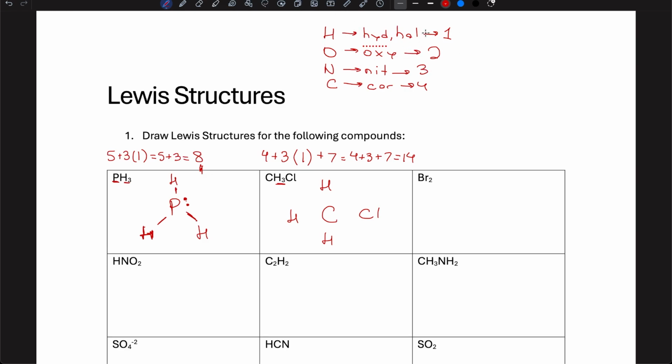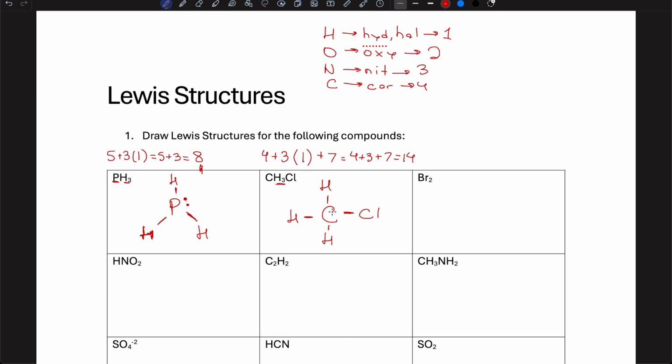This is where the HONC mnemonic really comes in handy. We said that hydrogen and halogens like to form one bond. Chlorine is a halogen, as well as the hydrogens. And so let's give it what it wants by forming bonds everywhere. And if we count everything up, we have 4 bonds. Each of them has 2 electrons, which means we have 8. But we need 14. So we need to have 6 electrons left.